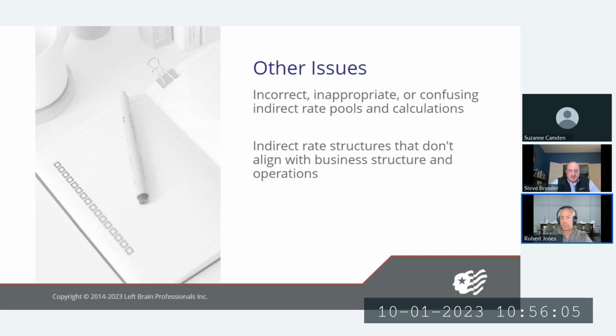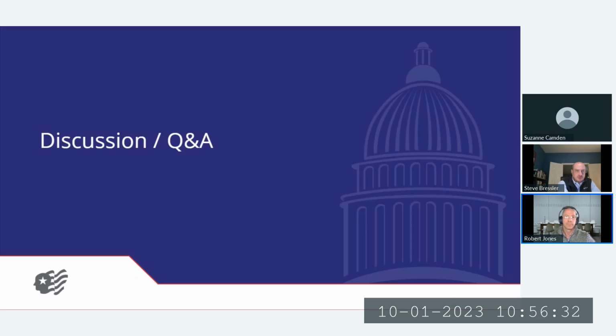Incorrect, inappropriate, or confusing indirect rate pools and calculations, meaning that they didn't align with business operations. There was an inappropriate allocation method. There were errors in the calculation. All kinds of things can happen within the indirect rates themselves. That's a big area that we help clients with in general, but it's something that will rear its ugly head, certainly in the middle of the incurred cost proposal.